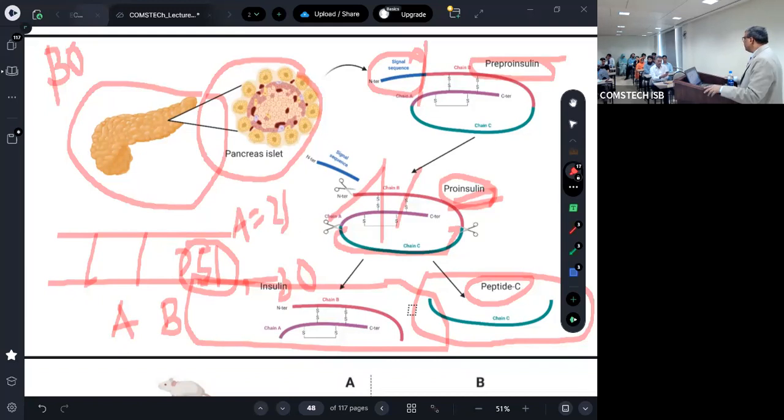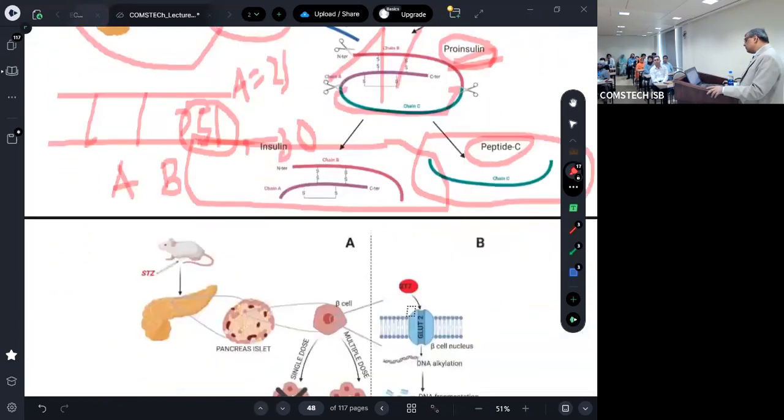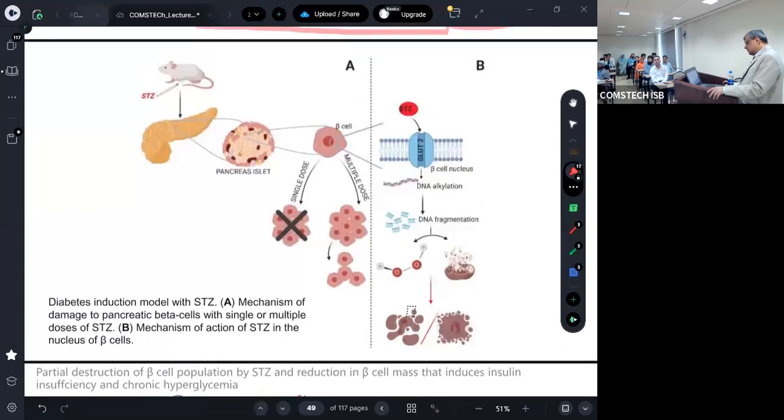If you measure the insulin level, you'll get a wrong answer, because in the positive control rat you are giving insulin, the exogenous insulin. One is exogenous insulin, another is endogenous insulin. So in that case, you have to measure C peptide. Okay, C peptide.